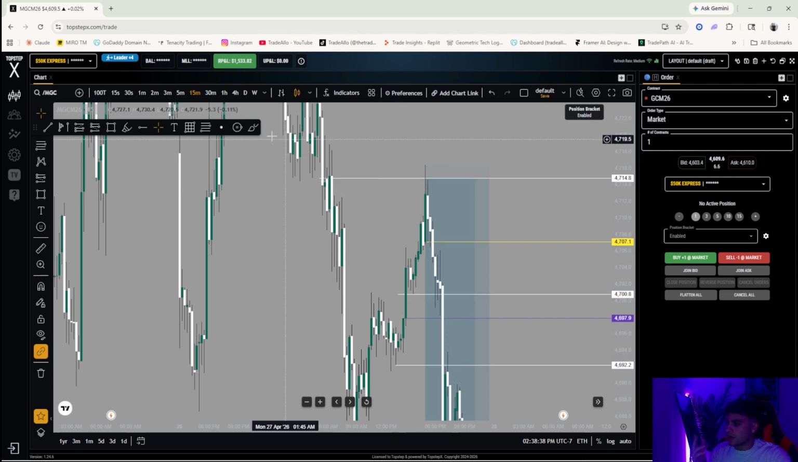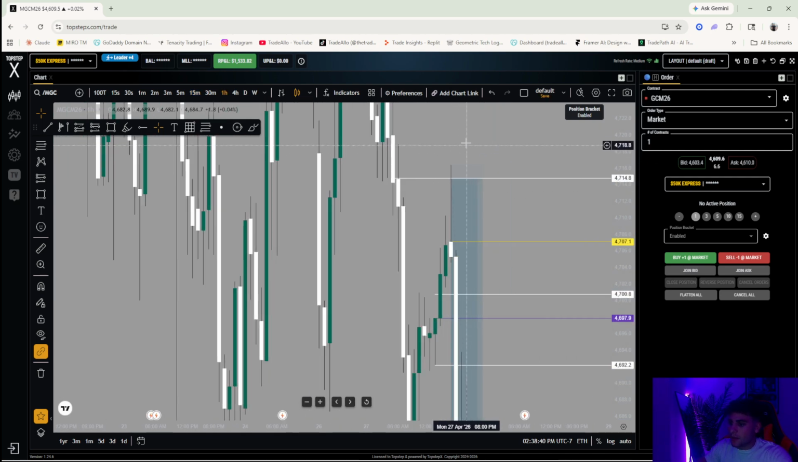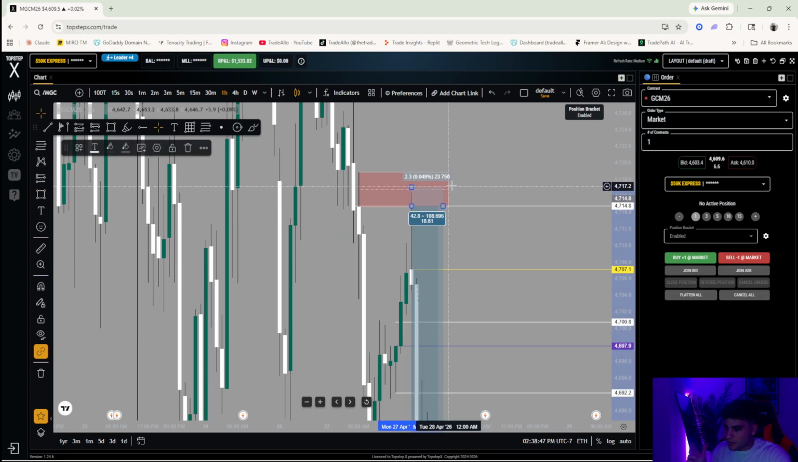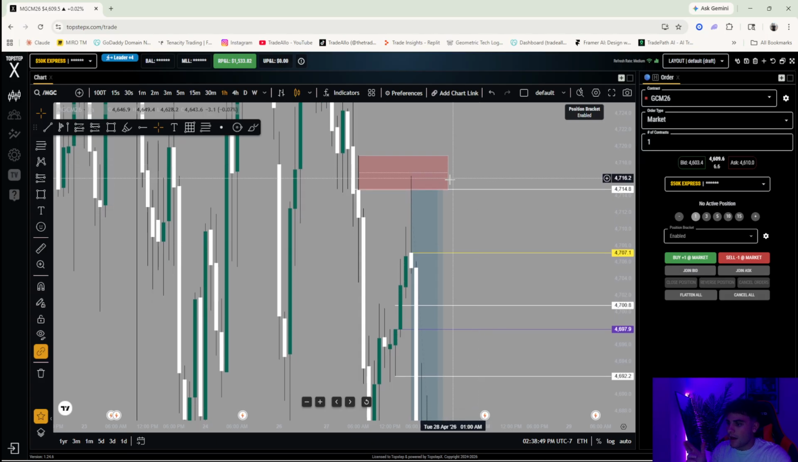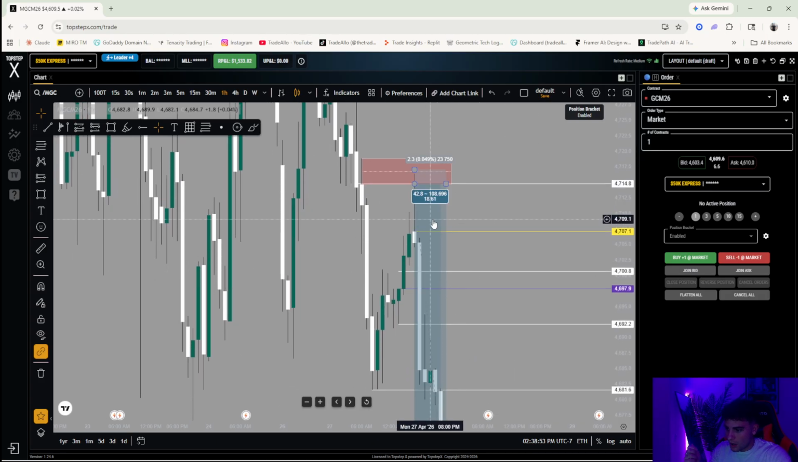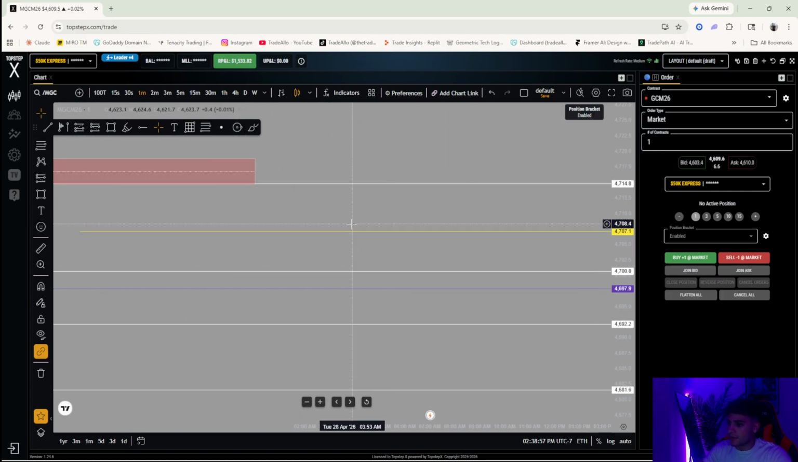Now where's my SL? Just in case we had come up and tapped CE, I gave it a bit of room. I think I was risking like 2.3 points. Yeah, 2.3 points on this trade. So I mean, realistically, I guess it was only an 18.6 RR. However, we were able to de-risk very, very quick after the 15-minute open.